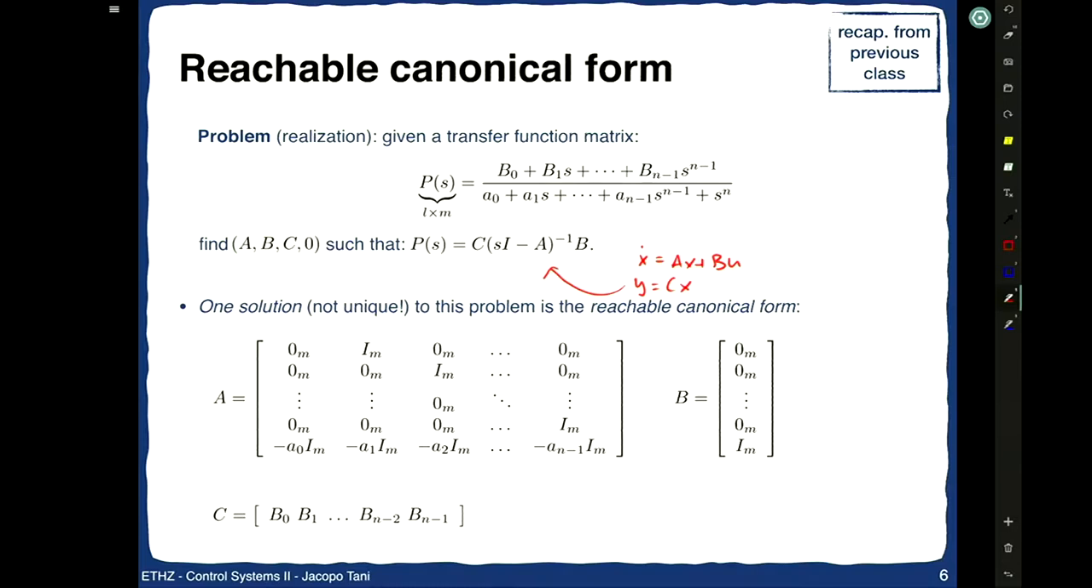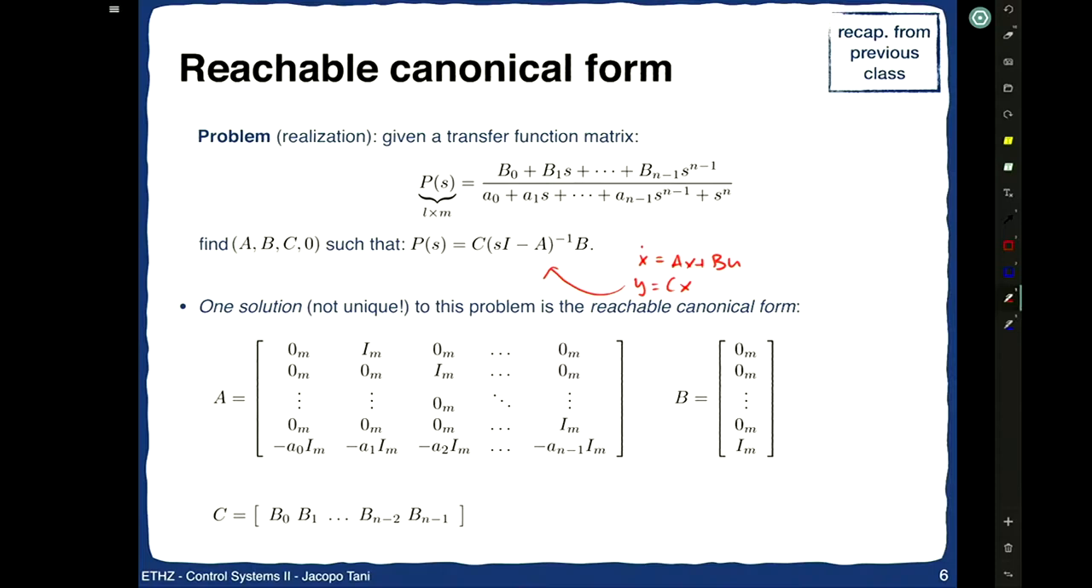But what if you want to do the reverse problem? What if you're given a transfer function and you want to find A, B, C that represent that system? Well, this is something called the realization problem. There are many different solutions. But we can find some solutions that, for example, guarantee the reachability, which is something that we like. So we just said, look, there is a way to write down the A, B and C matrices such that the system is always in a so-called reachable canonical form.